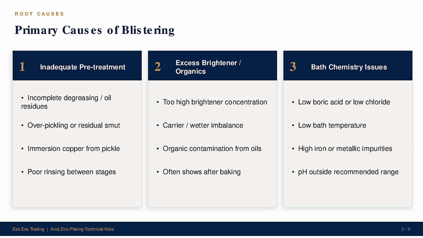When it comes to blistering causes, three main areas stand out. First, inadequate pretreatment. Things like incomplete degreasing, overpickling, or poor rinsing can leave residues that lead to blisters. Second, excess brightener or organics can cause brittleness and delayed blisters, especially after baking. Third, bath chemistry issues such as low boric acid, low chloride, low temperature, or high iron content disrupt the plating balance. Recognizing these categories helps us target the right corrective actions.